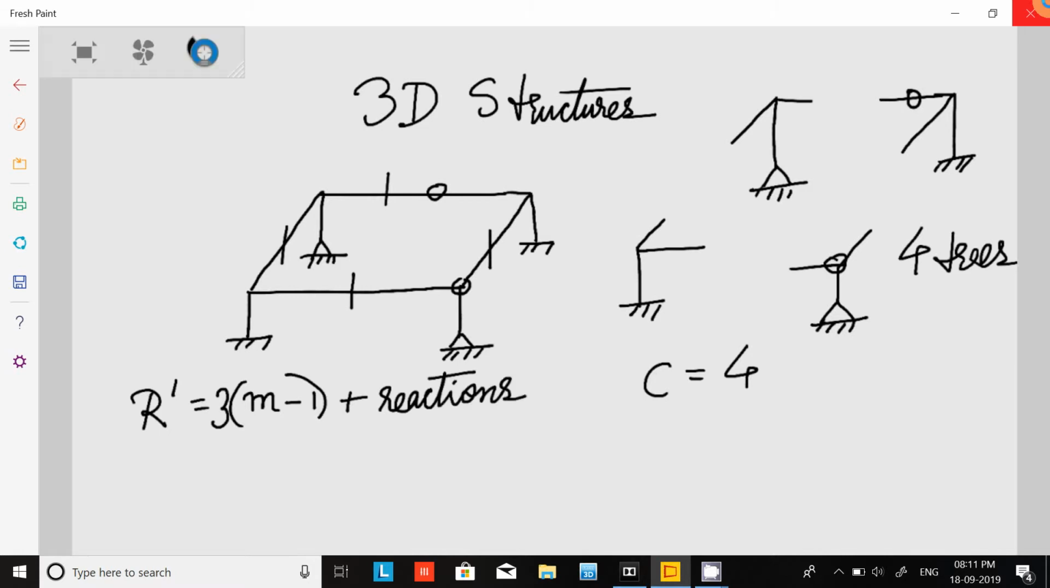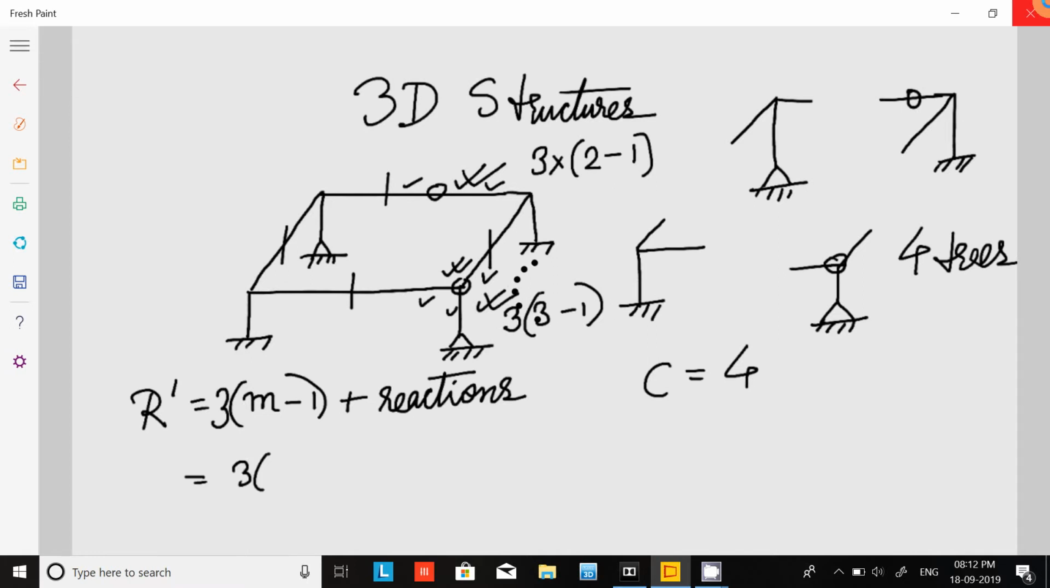So for m minus 1, we have to find out this 3 into m minus 1 for this one and for this one. So for this, what will be the 3 into m minus 1? It will be 3 into 2 minus 1, because this member and this member are connected, so m is 2. And for this part, the m minus 1 will be how much? 3 into 3 minus 1, that means 1, 2, and 3. So ultimately it will be 3 into 2 minus 1 plus 3 into 3 minus 1 plus reactions.